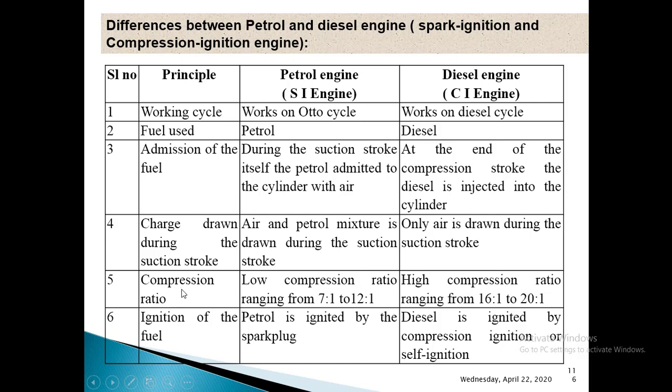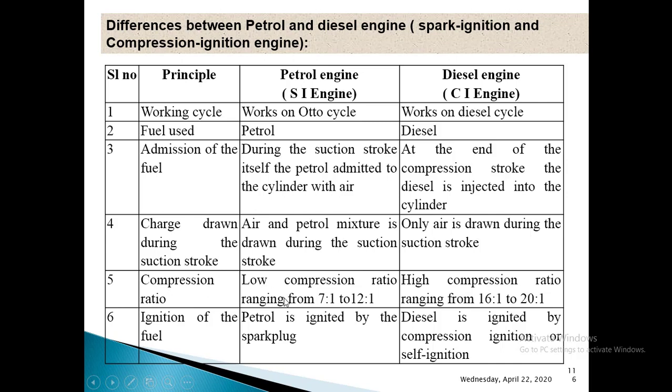Next is one more important thing, that is compression ratio. I told you the definition of compression ratio when we were discussing the terminologies of the IC engine. Compression ratio is defined as the ratio of total volume to the clearance volume, and the total volume is nothing but the summation of swept volume and clearance volume, Vs plus Vc in the numerator, and in the denominator it is Vc.